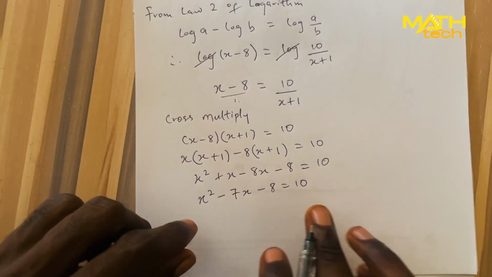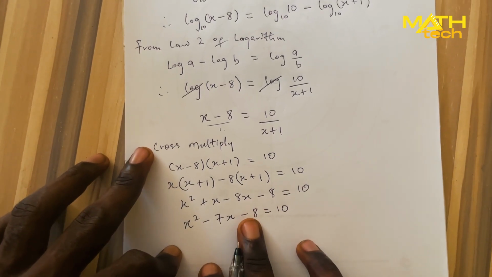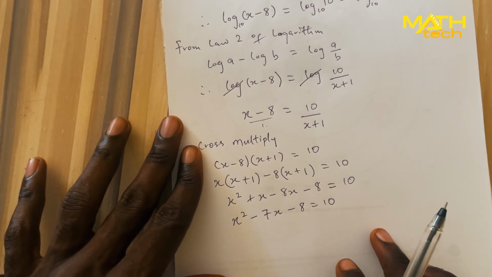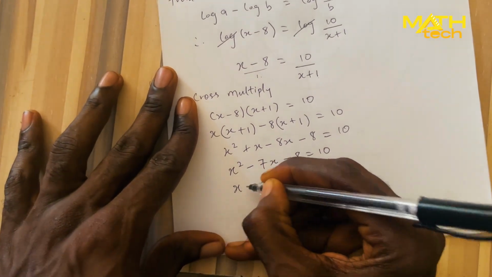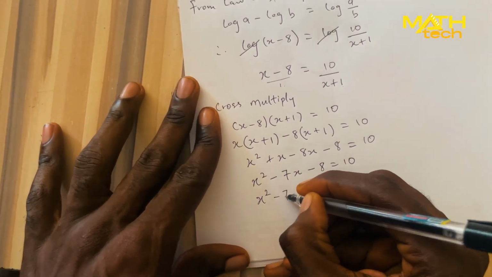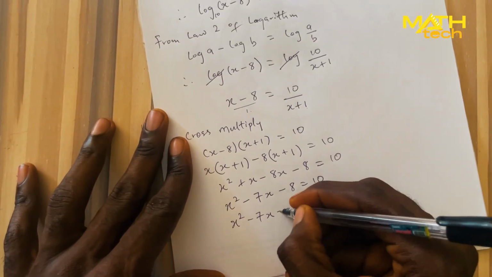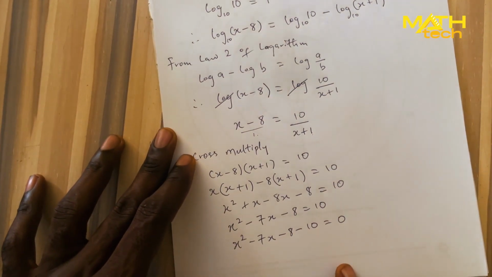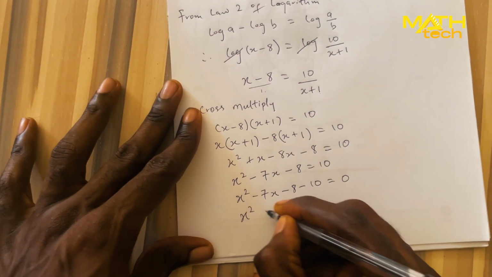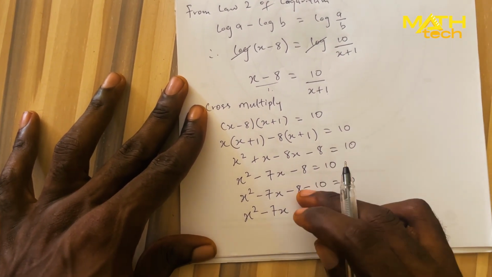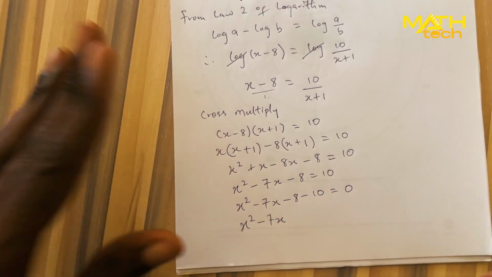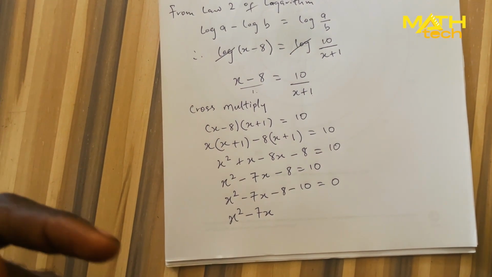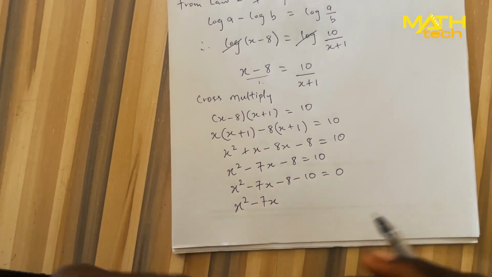So we can see that this is in a quadratic form. If we bring this 10 to the left hand side, then we now have a balanced quadratic equation. So we'll have x squared minus 7x minus 8 minus 10 equal to 0. And from that, we can use the number line, and also you can use your calculator. And also, as a fast mathematician, you should know that minus 8 minus 10 gives us what?